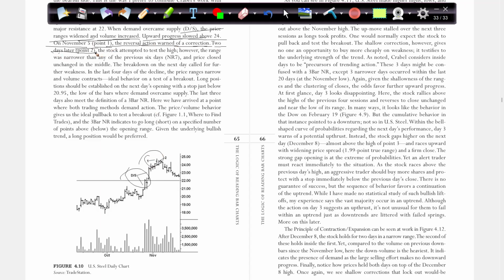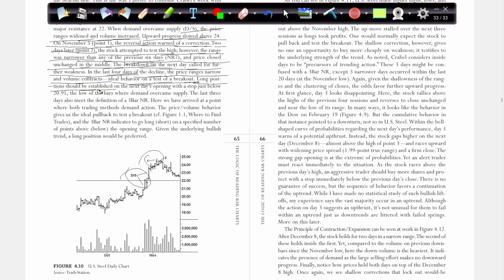Two days later, point 2, the stock attempted to test the high. However, the range was narrower than any of the previous 6 days, narrower in 7, and price closed unchanged in the middle. The breakdown on the next day called for further weakness. In the last 4 days of the decline, the price ranges narrow and volume contracts. Ideal behavior on a test of a breakout.